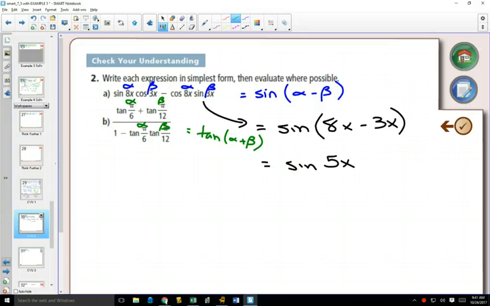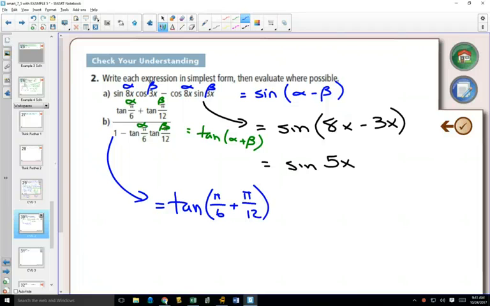So because it matches tan alpha plus beta, I can say that this is going to equal tan of pi over 6 plus pi over 12. How do I add these together? Need a common denominator, right? And the common denominator will be 12. But this one will be 2 pi over 12 plus 1 pi over 12. Can you see that you would get 3 pi over 12 when you add?